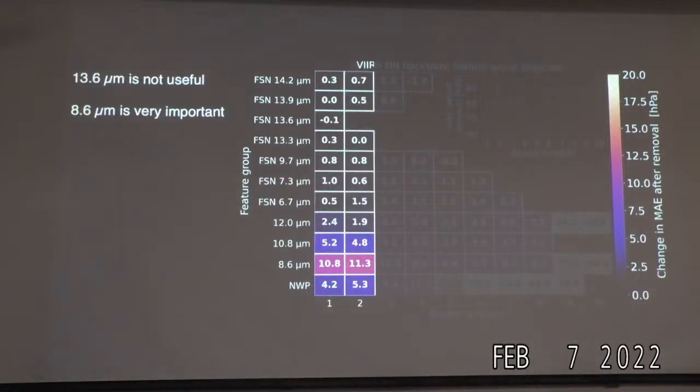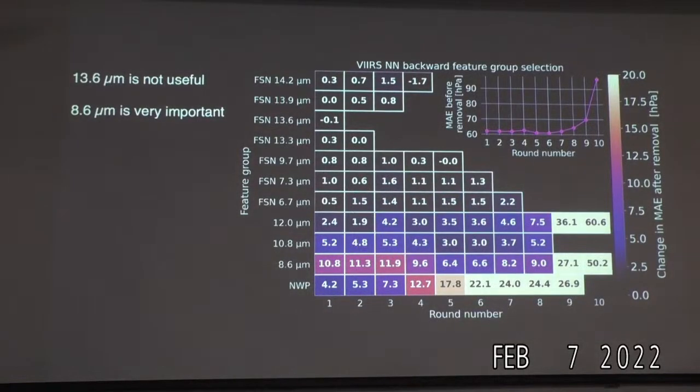We'll go to the second round, and this time we're going to test the removal of all features associated with these channels in a model that does not have access to the 13.6. So that's why these numbers are slightly different. And we repeat this process over and over again, until we run out of features.